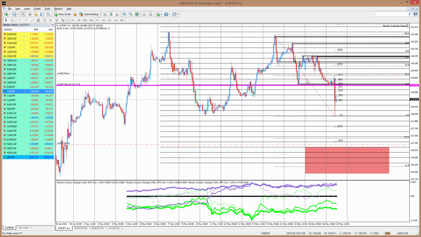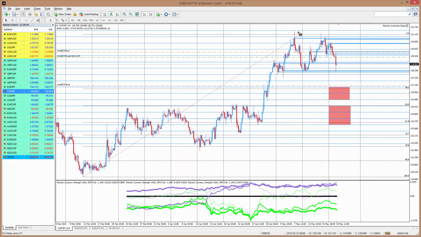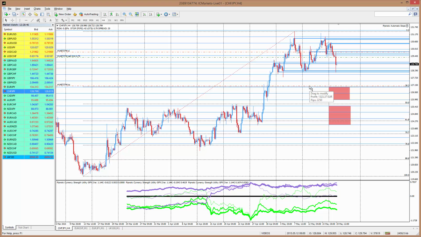So we'll remove all these Fibonacci levels. We don't need those anymore. You can see here our entry and our stop is above the previous swing high, and our target is just around here. And if we take the Fibonacci tool and we draw from the low here to the high, we can see here that our target is actually at the 38%.